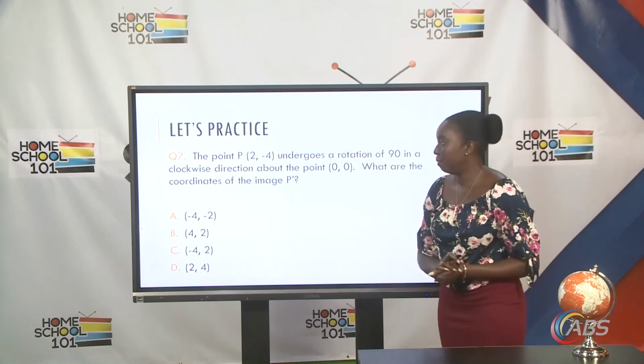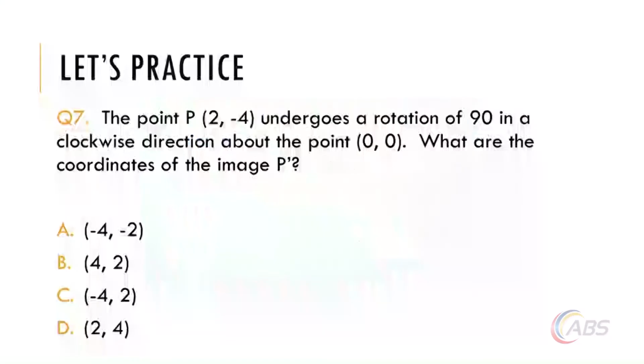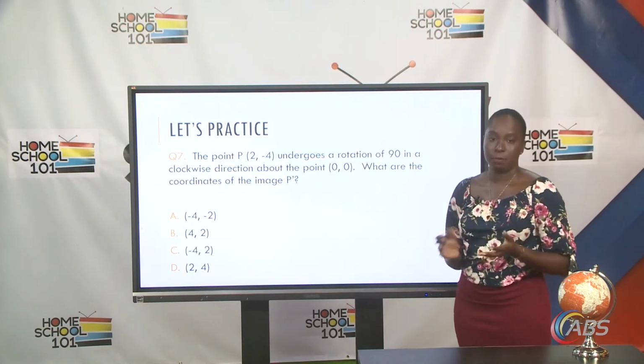Question 7. The point P, which is at (2, -4), undergoes a rotation of 90 degrees in a clockwise direction about the point (0, 0). What are the coordinates of the image P prime? Okay, so this is similar to one that we did before. So here you have a point P, which is at (2, -4), and they want it to be rotated 90 degrees about the origin, which is (0, 0).